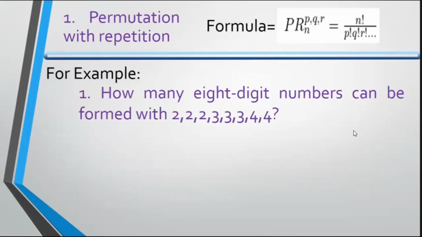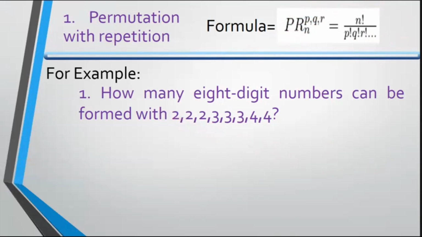Example: how many 8-digit numbers can be formed with 2, 2, 2, 3, 3, 3, 4, and 4? Sometimes we are given a problem in which the identical items of type 1, 2, and 3 are repeated P, Q, R times respectively, and so on. The question is, what should we do in this case? The items are repeated, so we use this formula. In this example, the order of the elements matters, and digits are repeated.